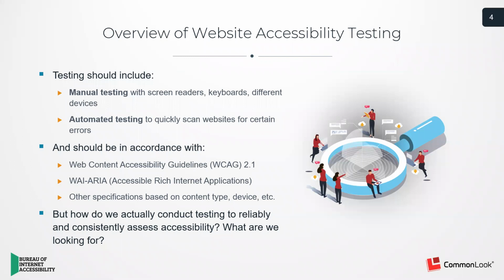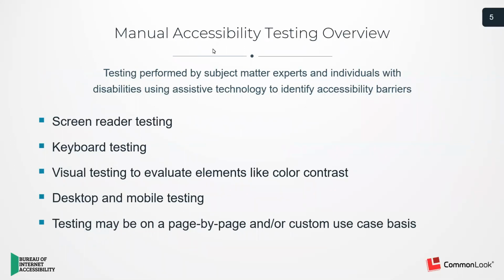The testing needs to be in accordance with the Web Content Accessibility Guidelines, or WCAG 2.1 Level A and AA, with ARIA, Accessible Rich Internet Applications, and other specifications based on the content type and device, etc. But how do we actually conduct testing to reliably and consistently assess accessibility? What are we looking for?